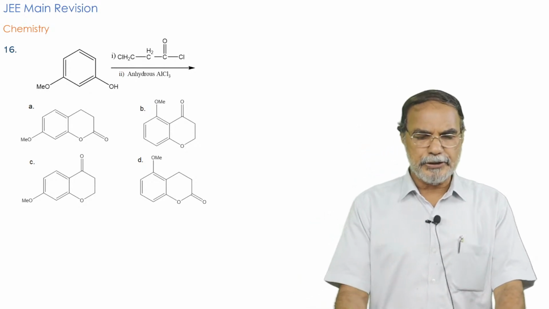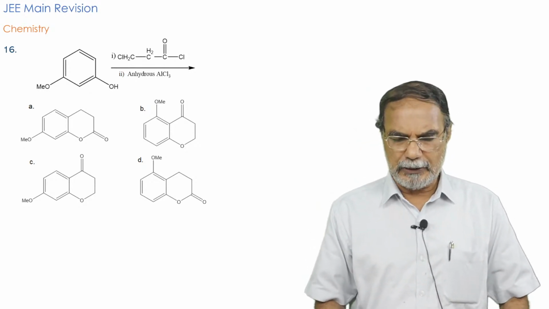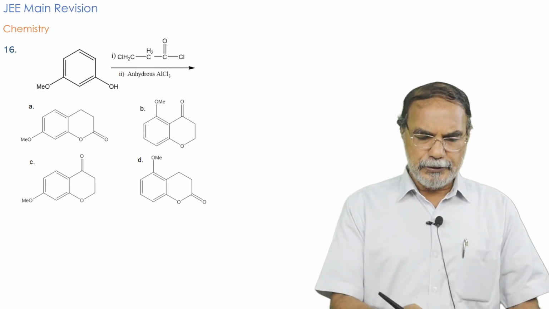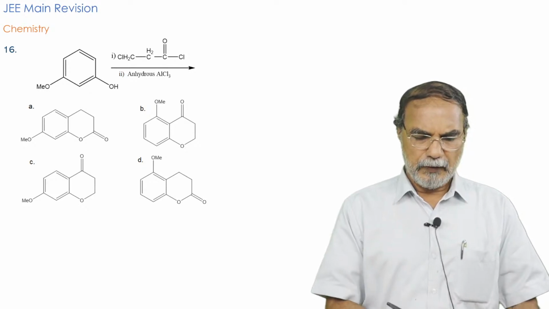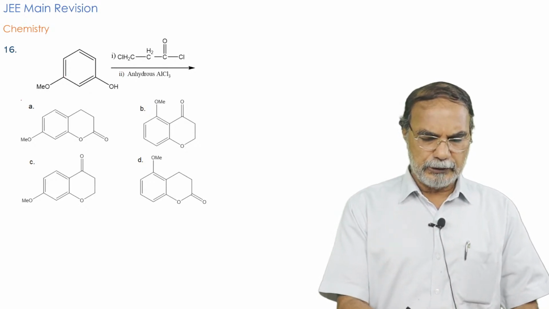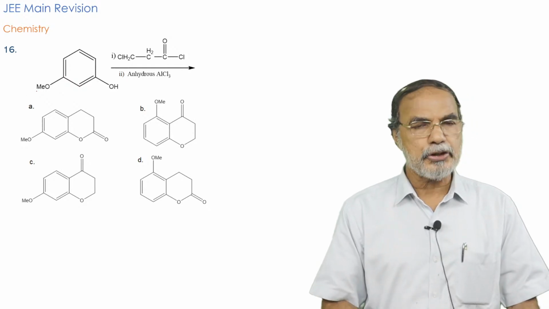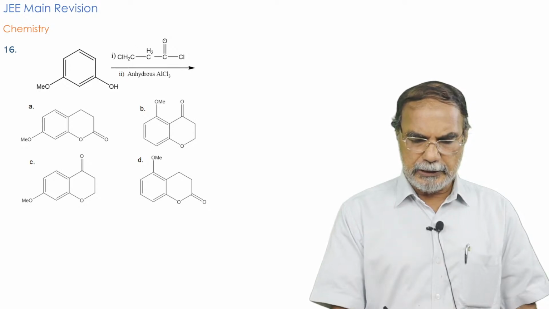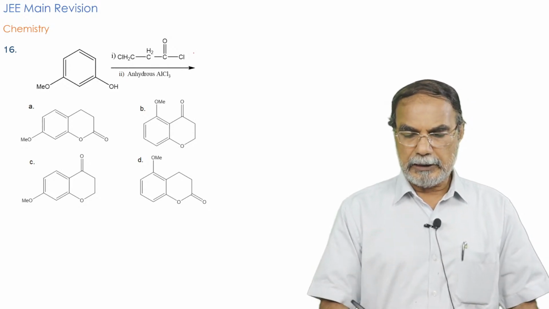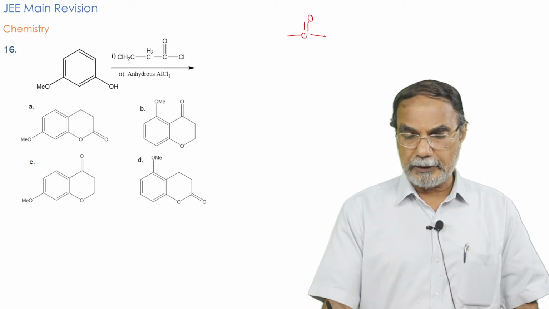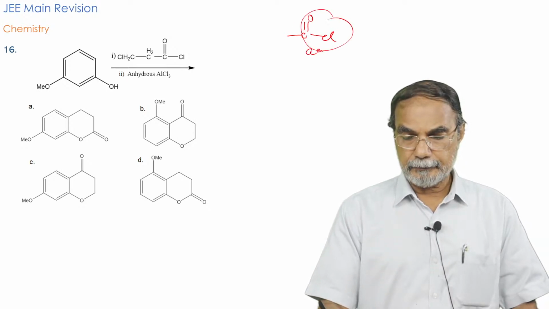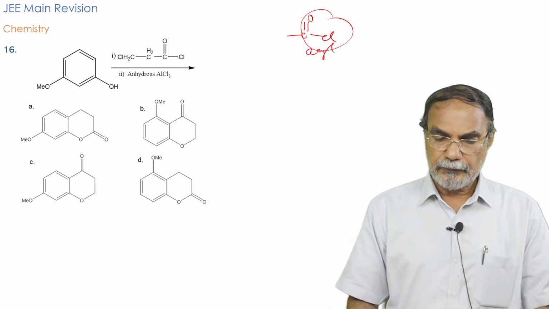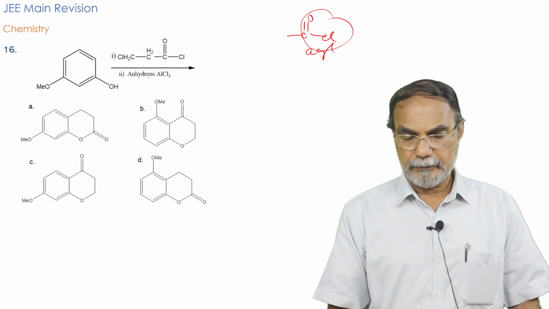Now this question 16. Look at the question, it's very simple. I think we can finish it within a couple of minutes. This question is again a phenolic compound. Of course, a methoxy group is there at the meta position of the phenolic group. And the reaction is with this compound, CH2Cl CH2COCl. The COCl means it's an acyl chloride, and you have anhydrous AlCl3.